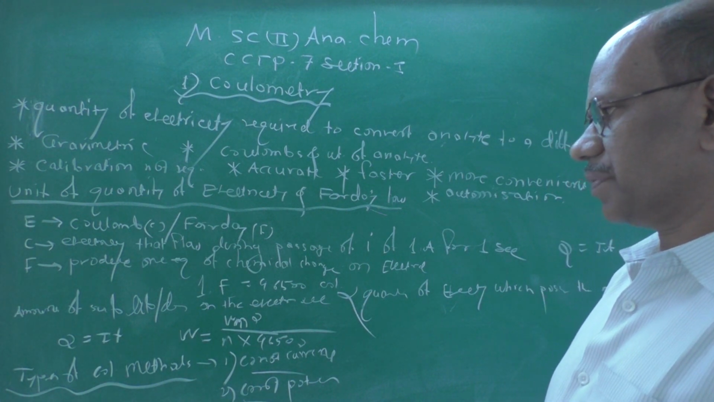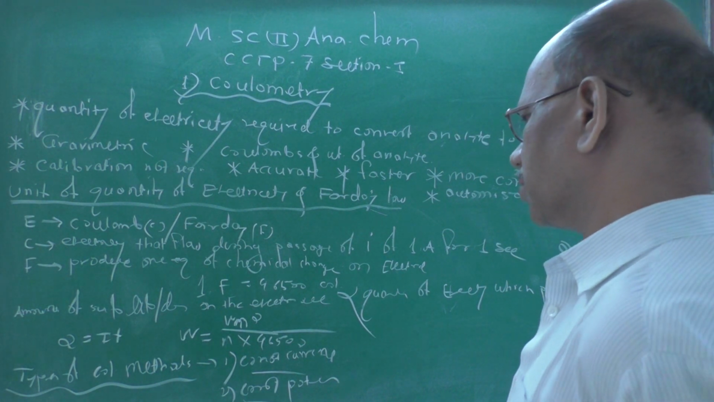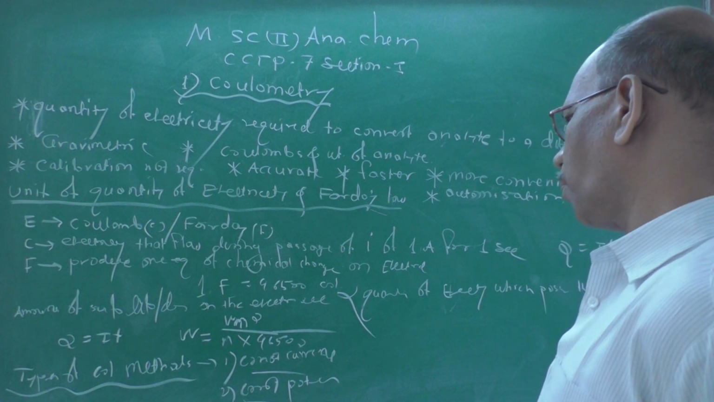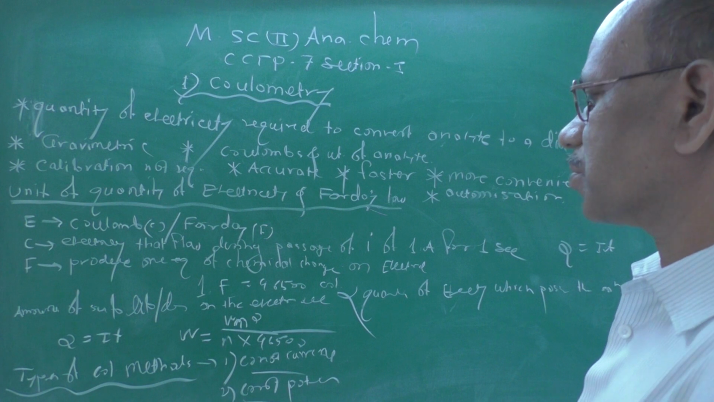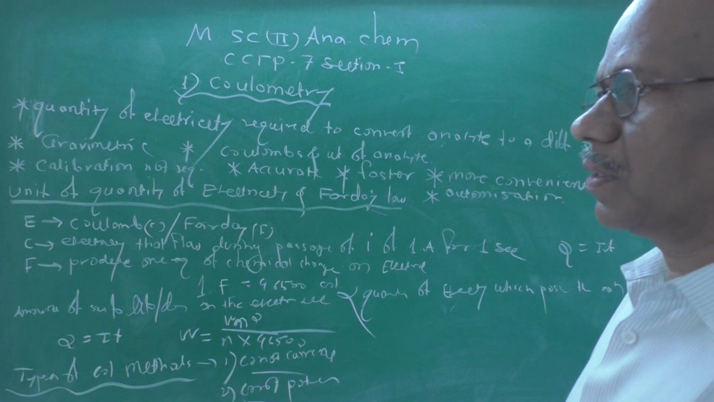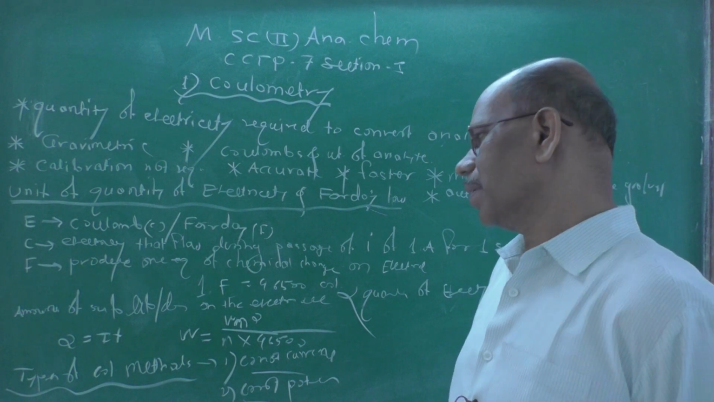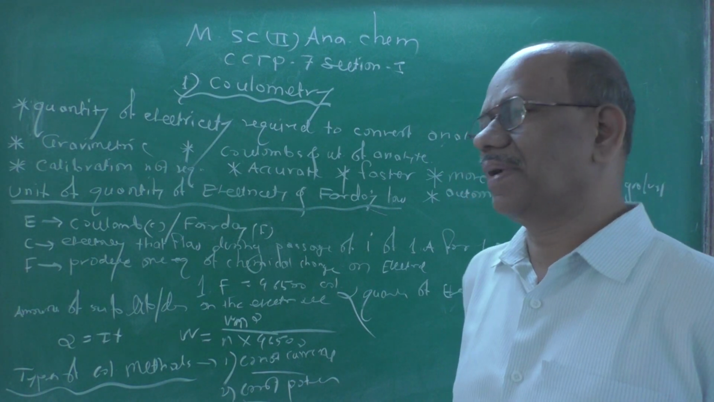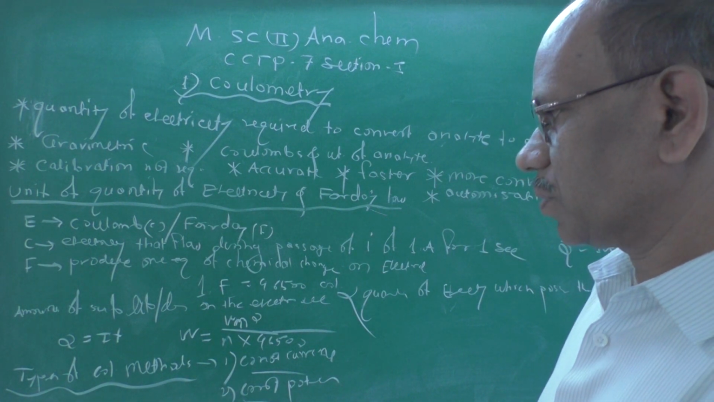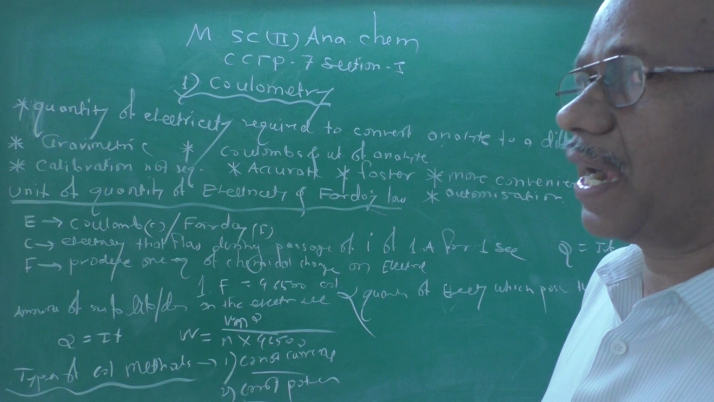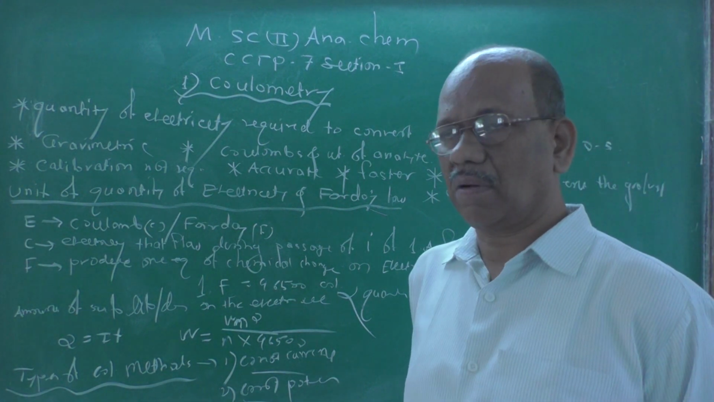The amount of substance liberated or deposited on the electrode surface is directly proportional to the quantity of electricity which passes through the solution. So W is equal to Wm multiplied by IT divided by N multiplied by 96,500. So it is actually Faraday's first law.